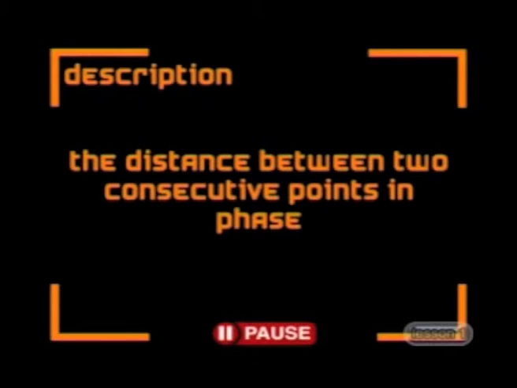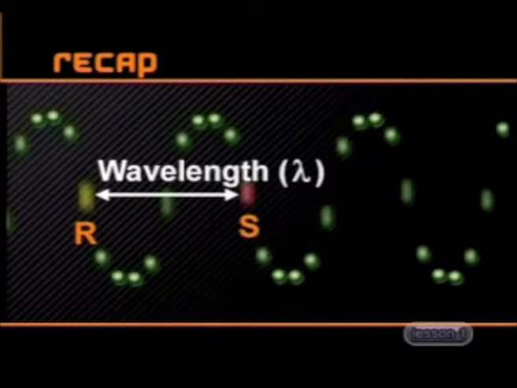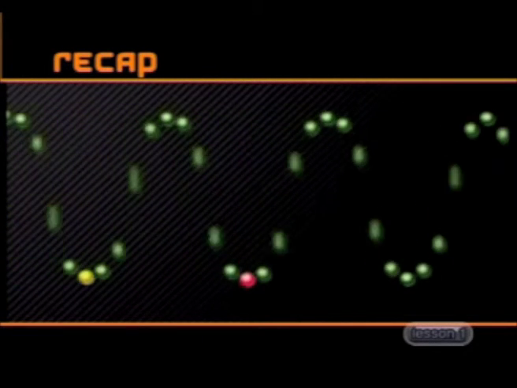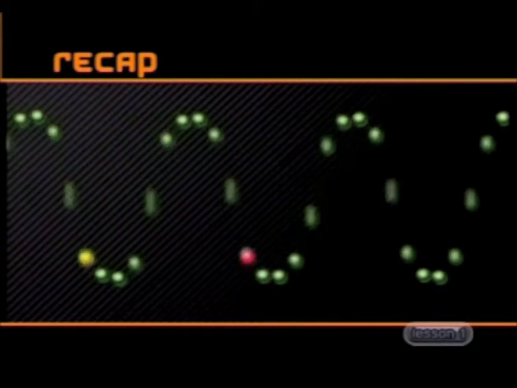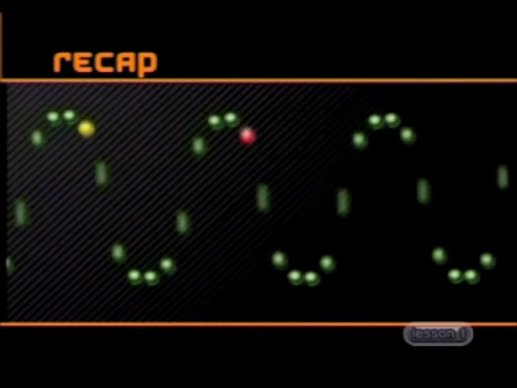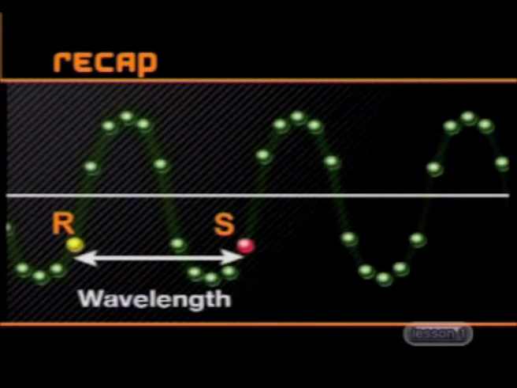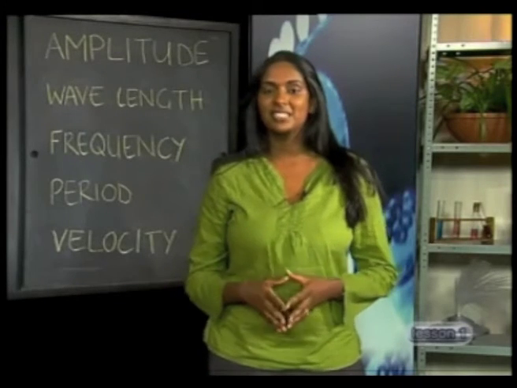The distance between two consecutive points in phase is the wavelength, lambda, of a wave. Here you can see points R and S moving in phase with each other, and so they are one wavelength apart. Now for the next description.